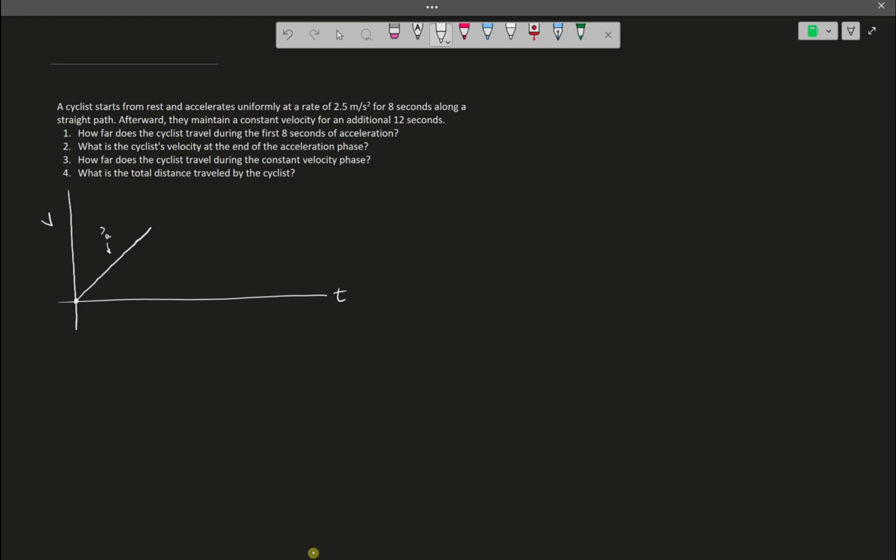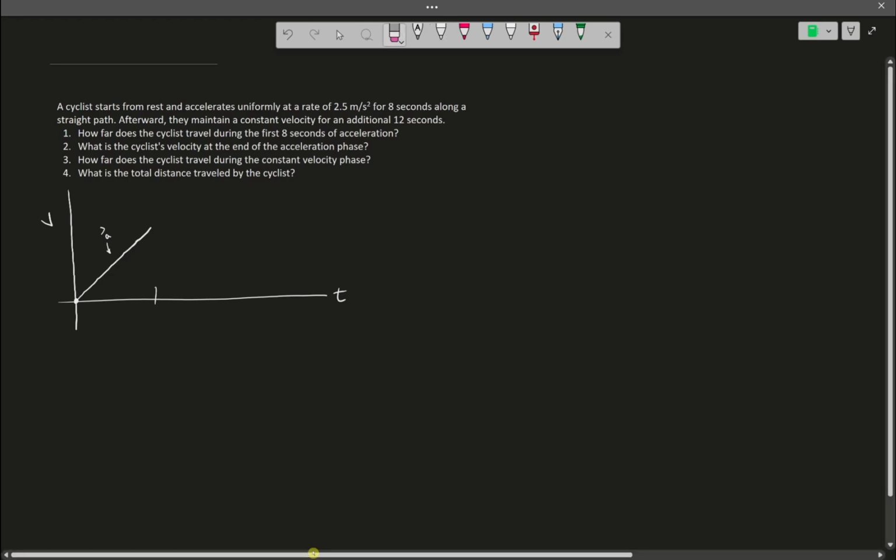And after 8 seconds, they're going to hit a constant velocity and move forward for an additional 12 seconds. That would be a total of 20 seconds. So let's write down all the information that we have here.